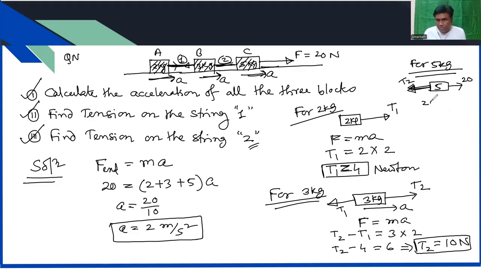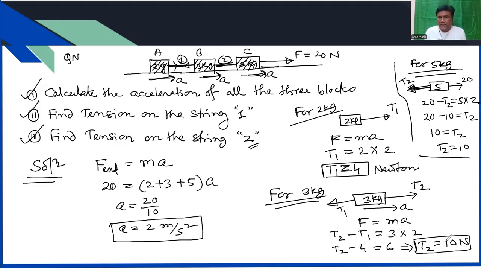So the rightward force is 20, the leftward force is T2, which must be equal to mass into acceleration. Acceleration is 2 only. F equals ma. So it means 20 minus 10 equals T2. So 10 equals T2. It means T2 equals 10. So from this side, we have found T2 as 10. And for 3 kg also, I have found T2 equal to 10. Okay. So please try to understand and give a recap of it.